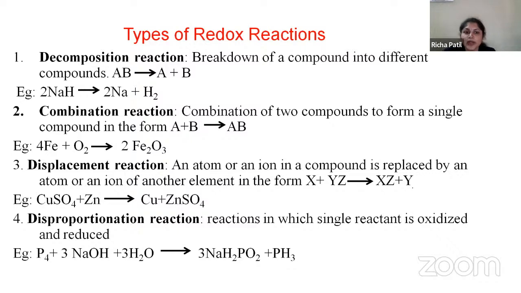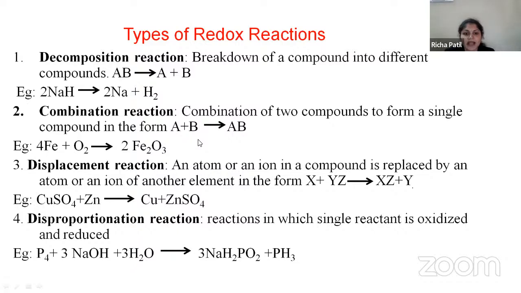So example is 2NaH giving you 2Na plus H2. So this is an example of decomposition. Decomposition is breakdown. Next is combination reaction: combination of two compounds to form a single compound. So example, A plus B giving you AB. So the example is 4Fe plus 3O2 giving you 2Fe2O3. So this is an example of combination reaction. A plus B giving you AB.